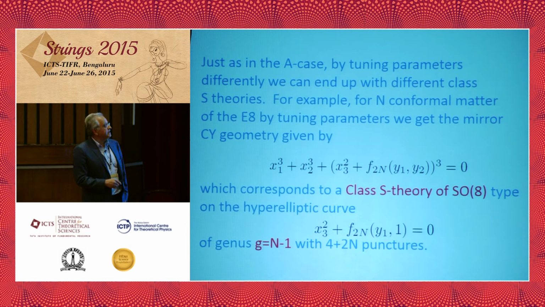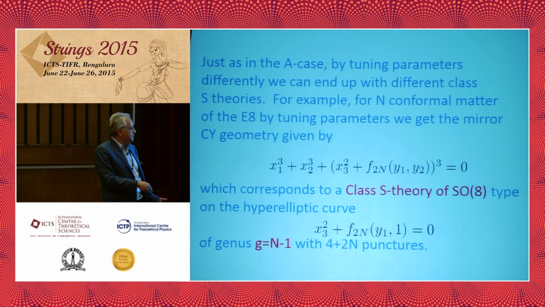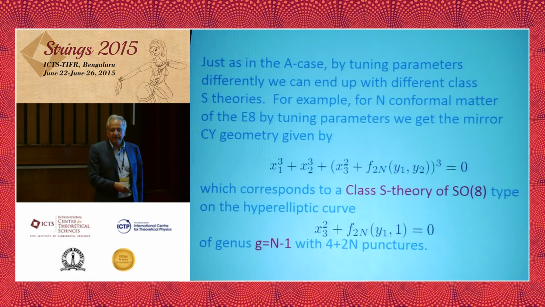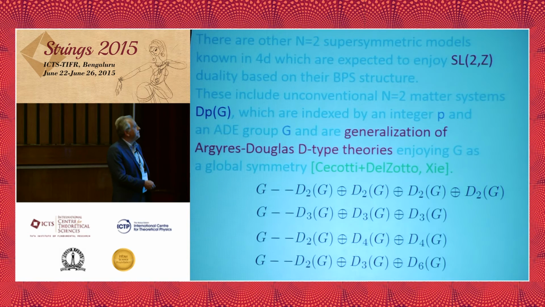But just as in the A case, we can tune the parameters differently and get different 4D theories. For example, if you choose the parameters in the mirror geometry, which corresponds to turning on these Wilson lines on the torus, you can arrange it to look like this. And then from that theory, you can get a class S theory of SO8 type, for example, on a hyperelliptic curve with genus n-1 with 4 plus 2n punctures. This is similar to the game I played in the A case, where you can get different higher genus cases with different types of class S theories and so forth.